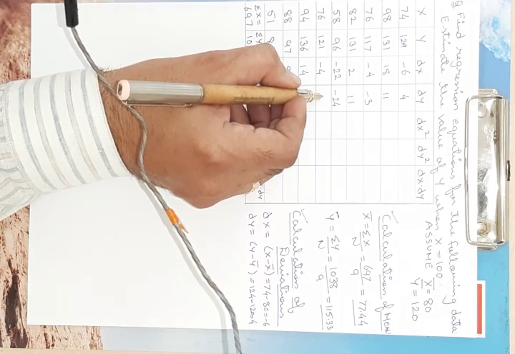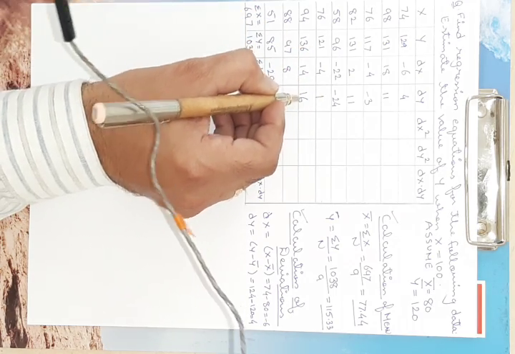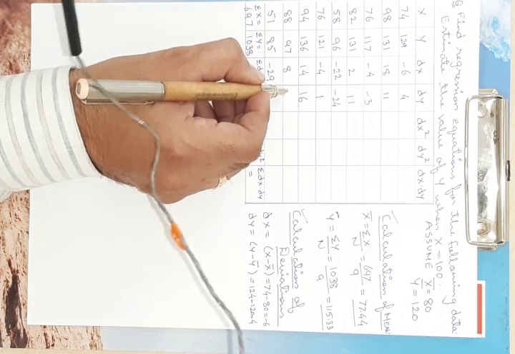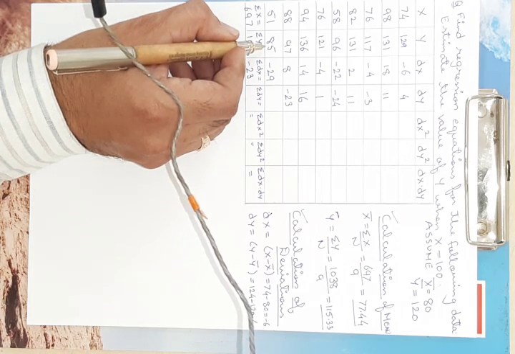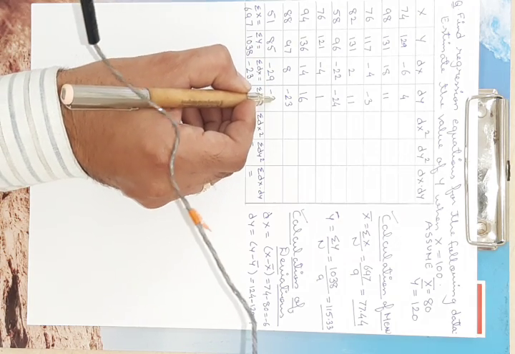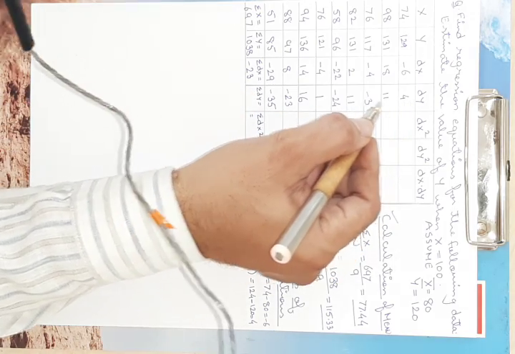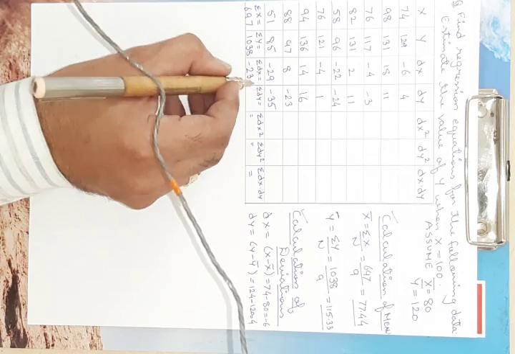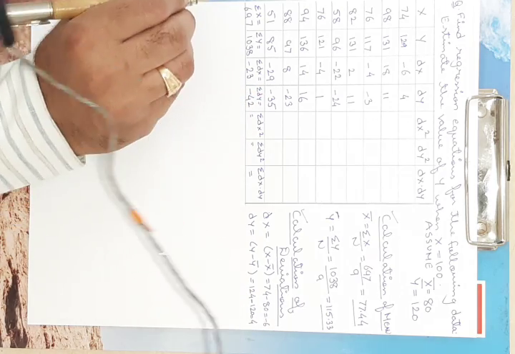121 minus 120, this comes out to be 1. 136 minus 120, this comes out to be 16. 97 minus 120, this comes out to be minus 23. And finally the value of 85 minus 120, this comes out to be minus 35. Now here also in this case we need to find out the summation, that is the addition of value of dy. So here in this case it is also a non-zero value, that is 42.